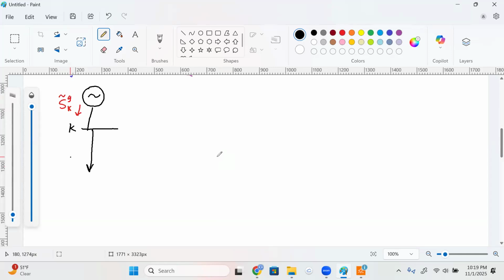And let's say there is a load connected to that bus as well. Again, I'm going to assume that the demand at that node, the complex power associated with it, is going to be S_K, and I'm going to put a superscript of D to indicate that this is demand. And there could be a bunch of stuff connected to this node.